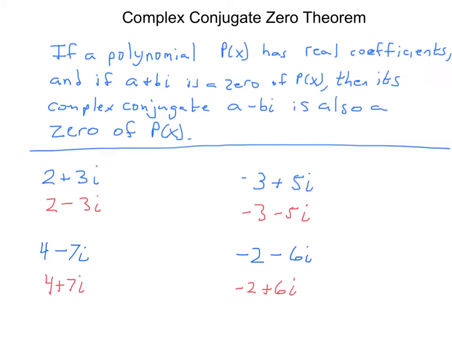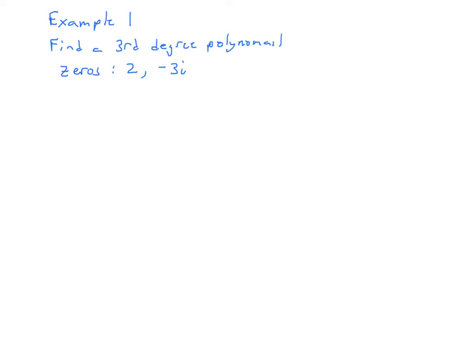Now let's take a look at a couple examples. The first one, example 1, we want to find a third degree polynomial that has zeros at 2 and we have one at negative 3i.